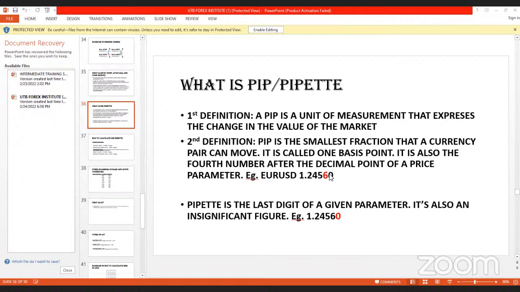Now, pipette is just 1/10 of PIP. That means pipette will change from 1 to 2, 3, 4, 5, 6, 7, 8, 9. As soon as it starts counting 10, it will add up to PIP. So pipette is the last digit, the one that is always changing. That is our pipette.